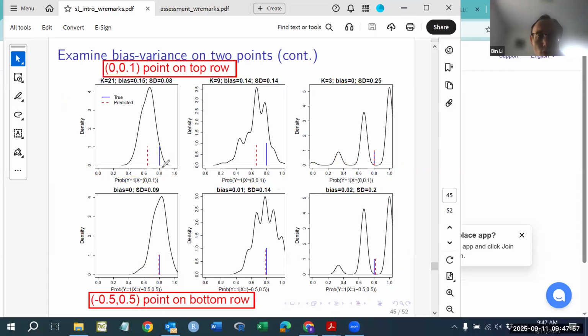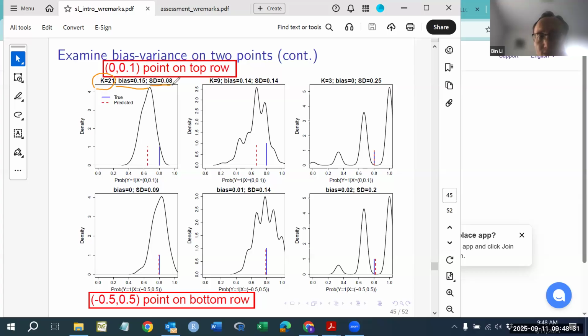Now let's look at the top row first. You can see when K is 21, the model is very simple because K is large. When the neighborhood size is large, the fitted boundary will be smooth, a relatively simple model. So you can see the bias is 0.15 in terms of the probability.